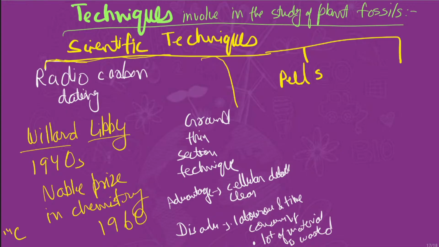Peel section technique. This is a conventional and most suitable technique for the study of well-preserved petrification with considerable organic material. In this technique, the etching of the fossil surface is done with the help of some mineral acids.